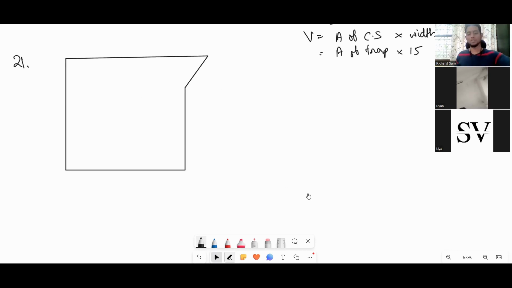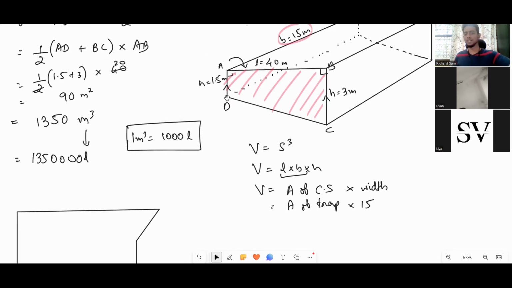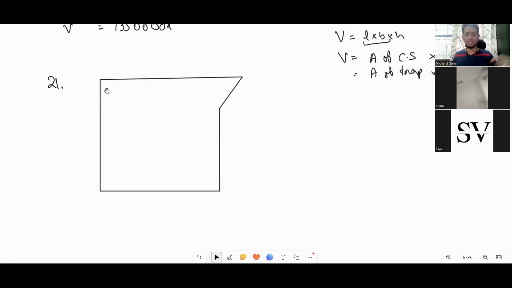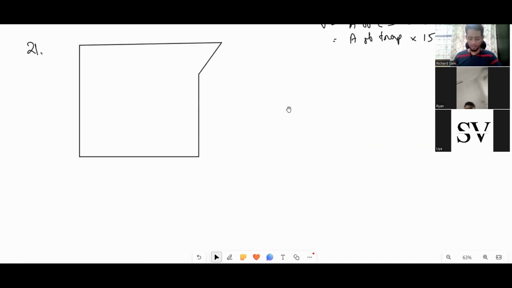In the previous swimming pool, what was the cross-section? A trapezium. Remember, if a cross-section is there, then behind the cross-section you have this long length, which is not drawn in the question. Same here also. This is a cross-section, and how long is it behind this? 4 meters. That is the third dimension. Do you understand? So, similar to our previous question, the first step is to find the area of this cross-section.